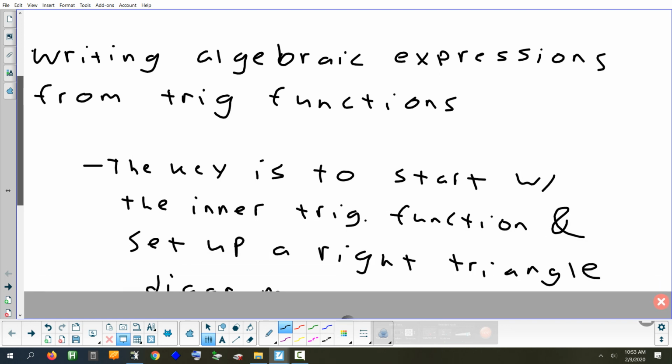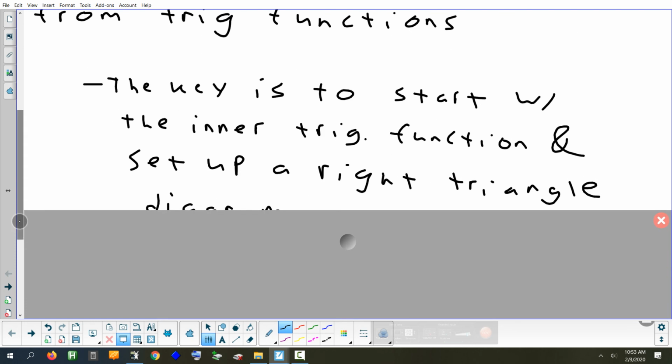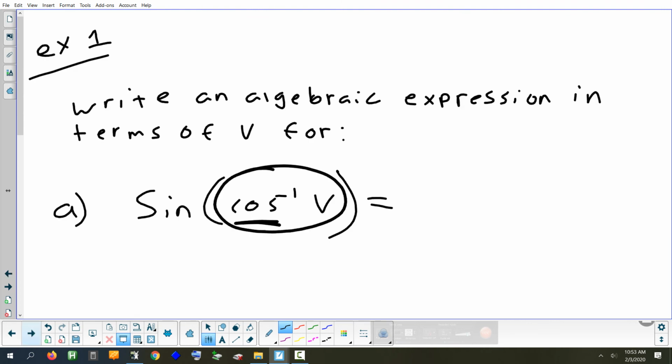So the trick is to start with the inner trig function. When I say inner, I mean this one. Okay, forget about the outer one for now. You're going to need it, but it's going to be the very last thing you do. So you're going to start with the inner trig function. And what we're going to do is we're going to take the inner trig function and we're going to draw a diagram of it. So we're going to end up taking this part of the problem and turning it into a picture. That's the first step.